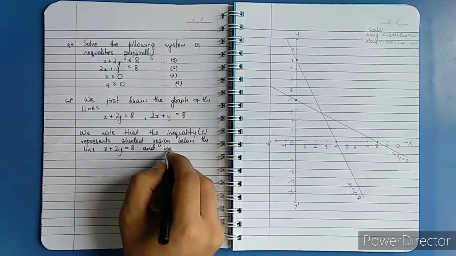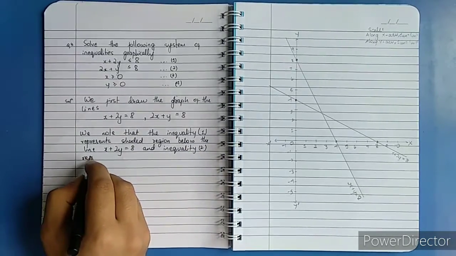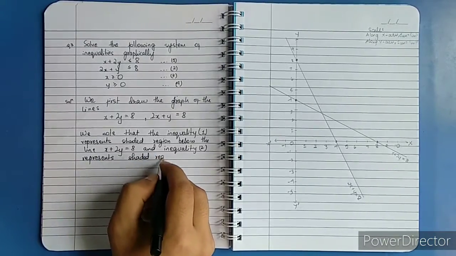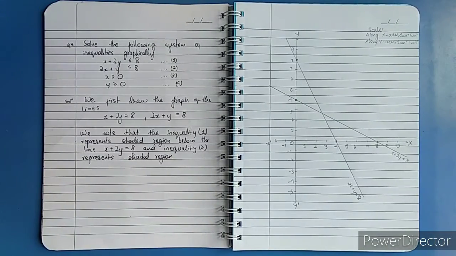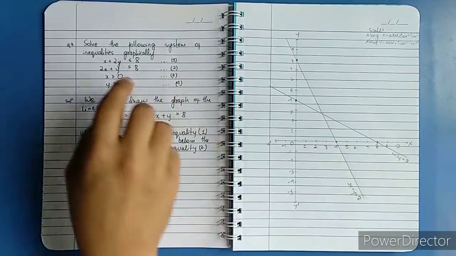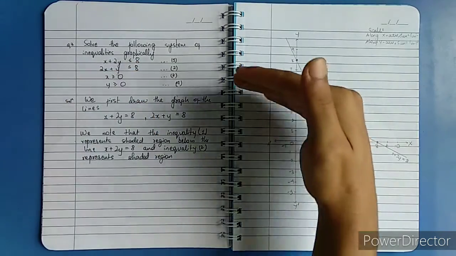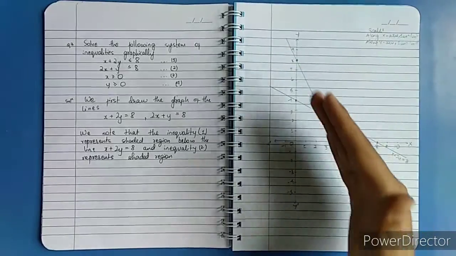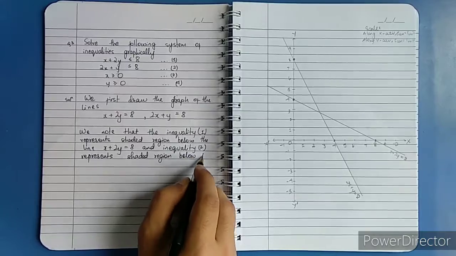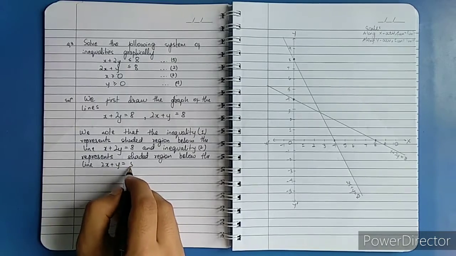And inequality 2 represents a shaded region. In inequality 2 we have this line 2x + y = 8. If we put again (0, 0), 0 + 0 ≤ 8, that is 0 ≤ 8. This is also satisfying. So for this one also we got the region below. So the region below the line 2x + y = 8.